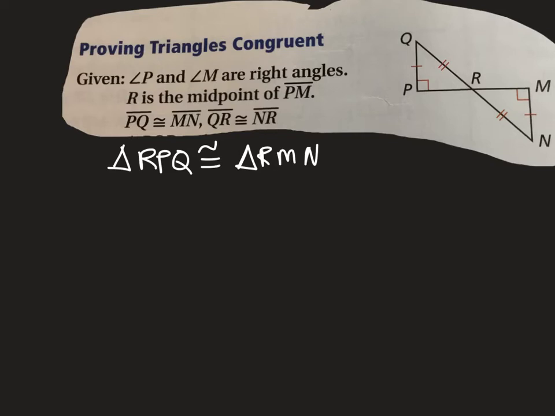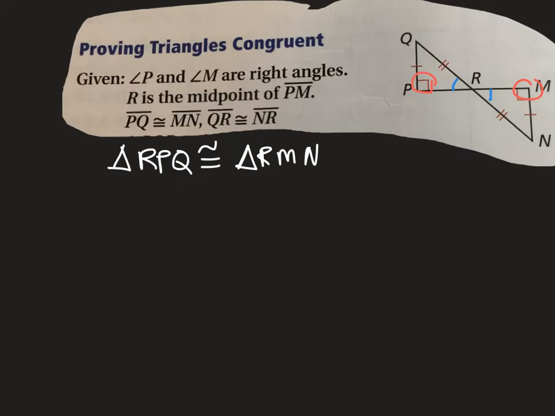Let's start with just thinking about the angles. So what do I know about this picture? Well, one thing I can see is that angle P and angle M are right angles. So right angles are congruent because they're all 90 degrees. So that's one piece of information. I can also see from this picture that the angles at R are a pair of vertical angles.